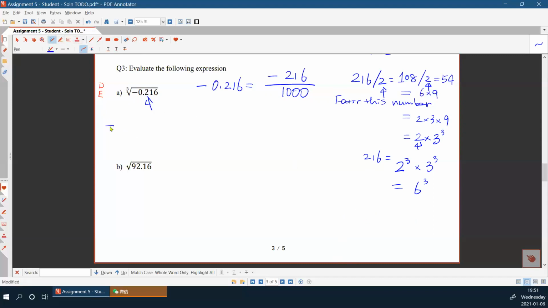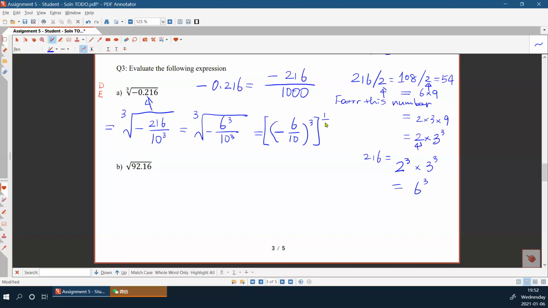All right, so here we have the cube root of minus 216 over 10 to the third power. 216 is 6 to the third power, and we have 10 to the third power, and minus 1. This one is actually minus 6 over 10, to the third power, and the whole result is raised to the 1 over 3 power. And these two cancel with each other. So the final result is minus 0.6.